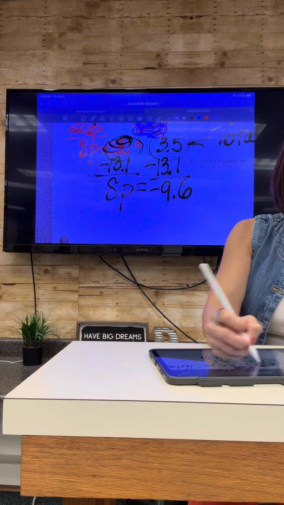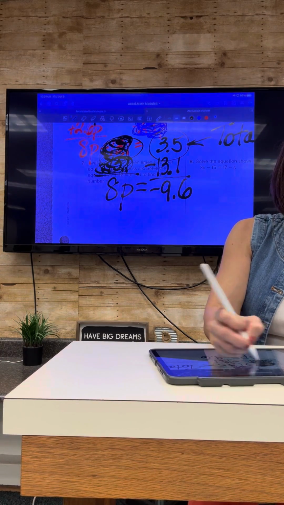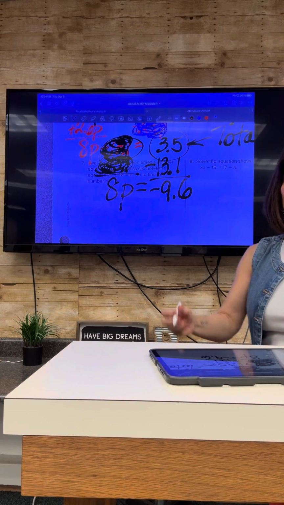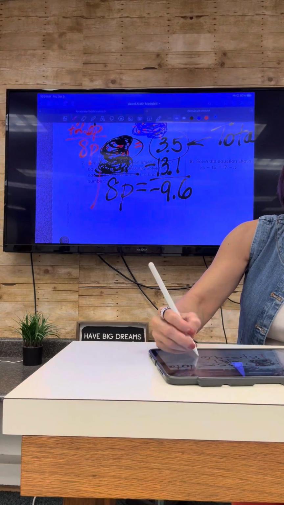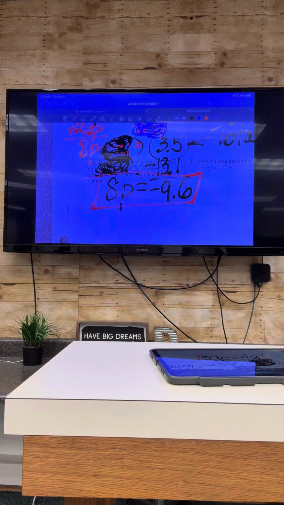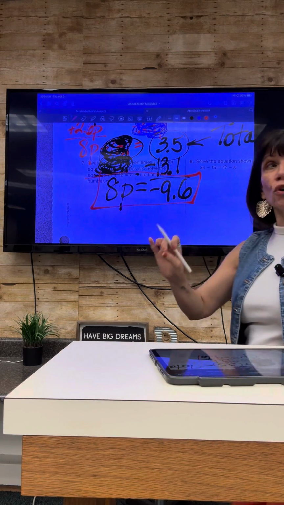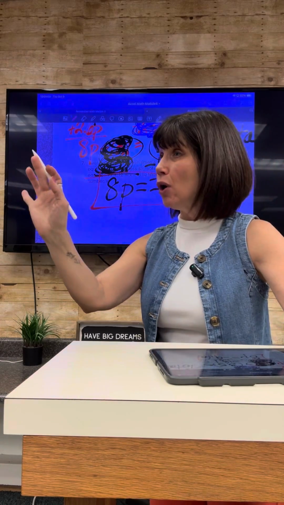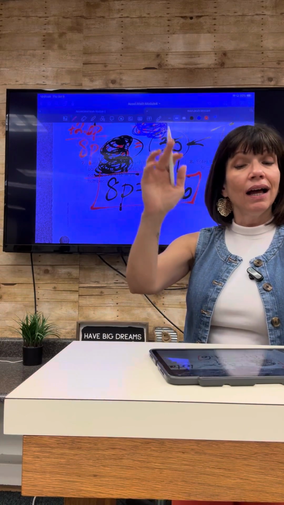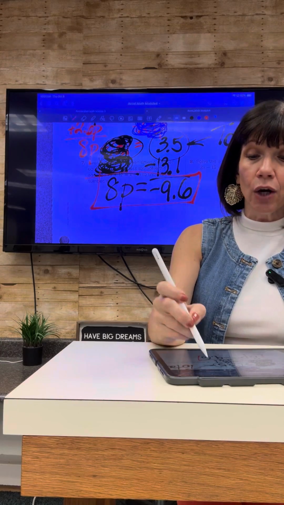I recommend obliterating the items that cancel out. Now I am left with just, let me put a big red box around this, 8p equaling negative 9.6. What will I circle now? Do not circle the total. Circle the variable with the coefficient.